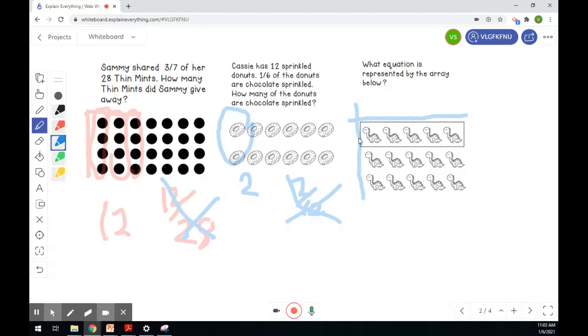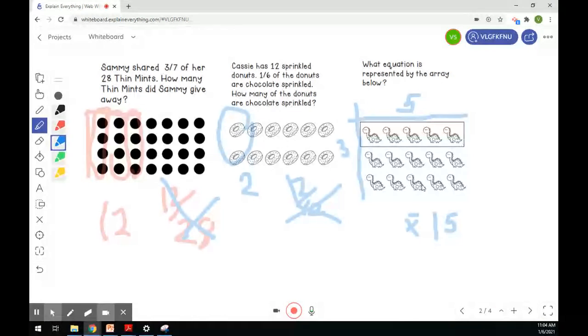My array is going 1, 2, 3, 4, 5. I have 1, 2, 3. So that means 3 times 5 is 15. So I'm going to write 15. It's only using one of the groups. So this would be, and I could do this in a couple different ways.